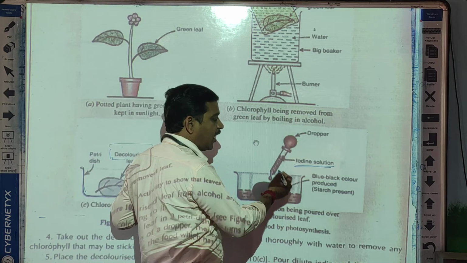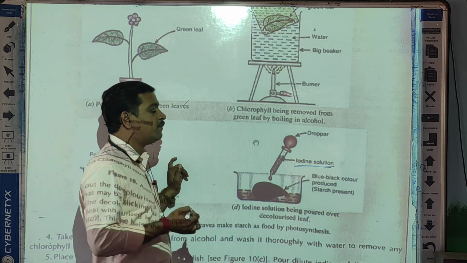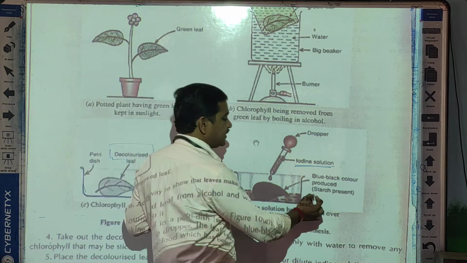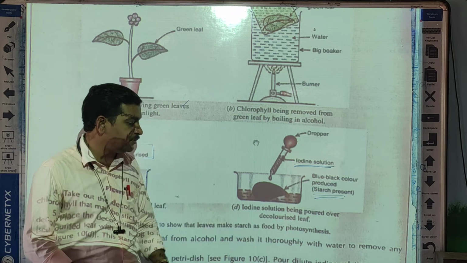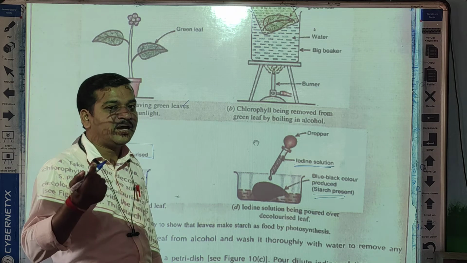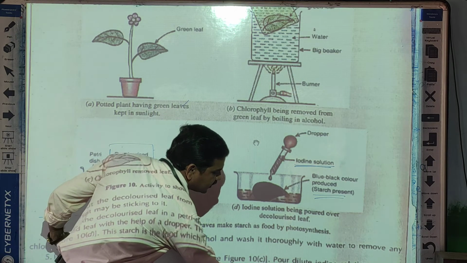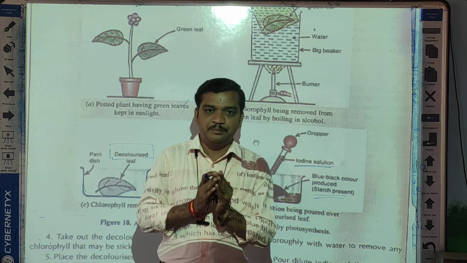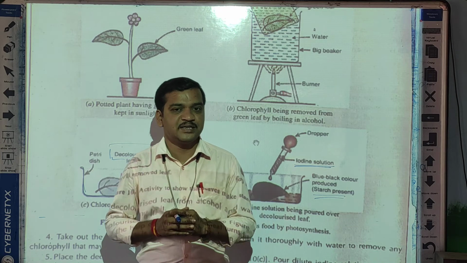After adding iodine solution on the leaf, what happened? That leaf changes its color into blue black. That shows the presence of starch. It means that the iodine solution being poured over the decolorized leaf turns it blue black, and it shows the presence of starch. So place the decolorized leaf in the petri dish and pour the dilute iodine solution over it. After adding iodine solution, the leaf changes its color into blue-black due to the presence of starch.